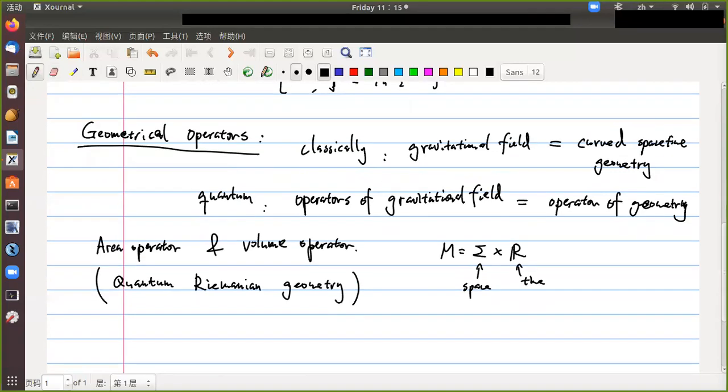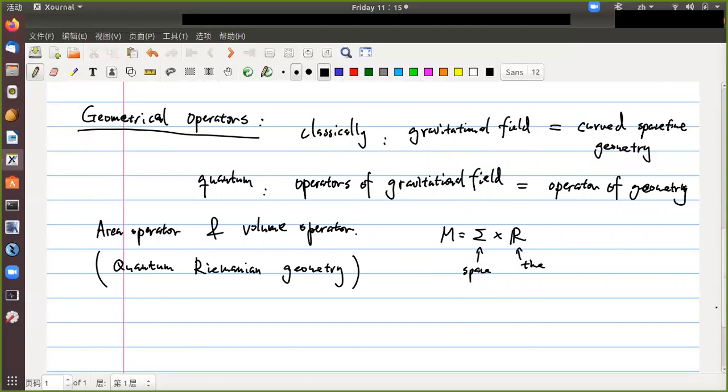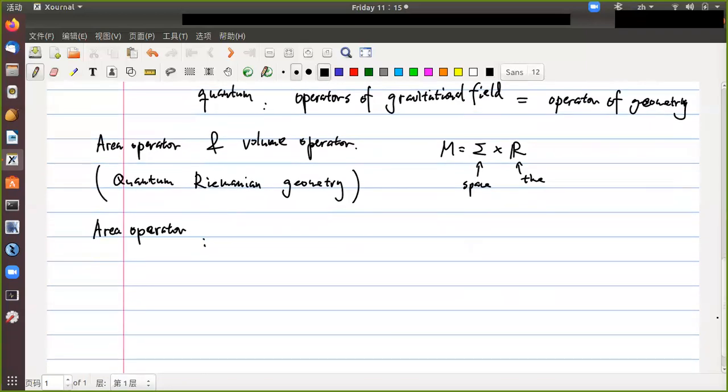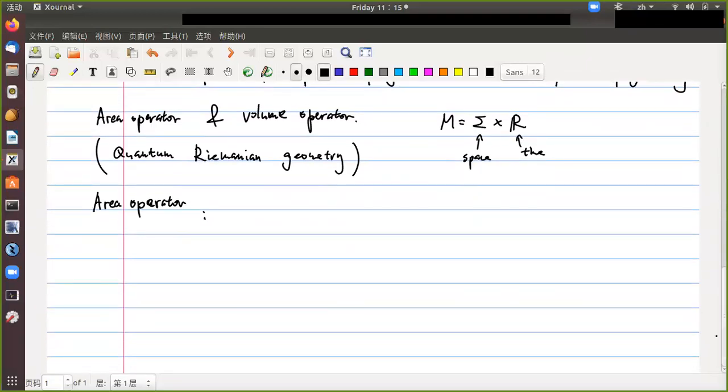Because we are quantizing the geometry of the space. Okay, all right. So let's first talk about the area operator. Let's first tell you what the area is. The logic is that we first write down the classical expression of area, and then discretize this classical expression, relating the area to our lattice variables. And then we are going to quantize that discrete expression.